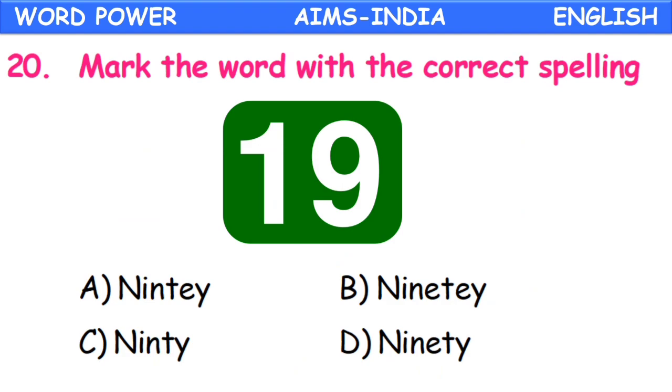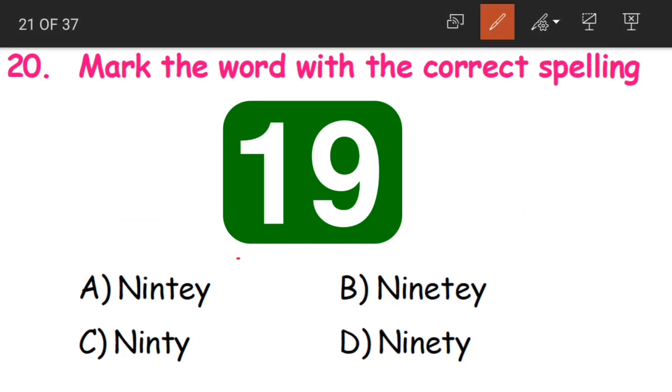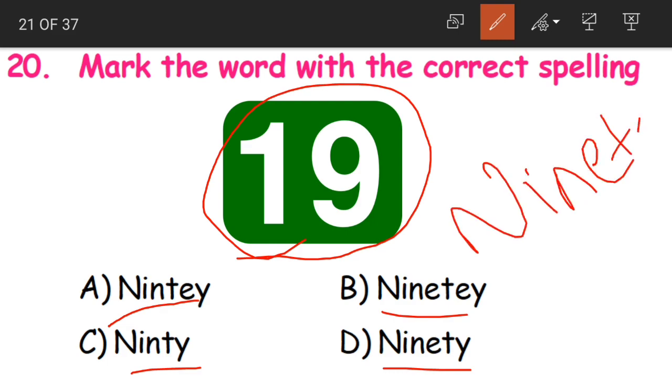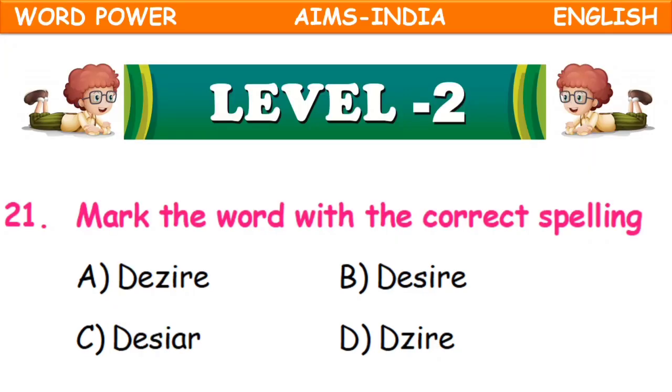So 20th question, children. Mark the word with the correct spelling. So what is the number here you are having in the picture? 19. Okay. But if you see, all are of wrong only. All are of incorrect spelling. 19, how do you write? N-I-N-E-T-E-E-N.